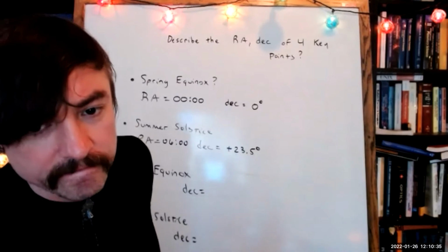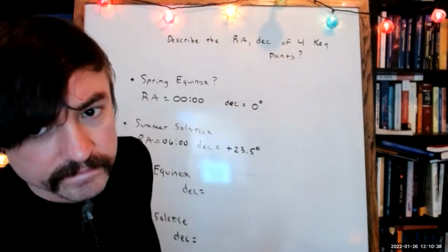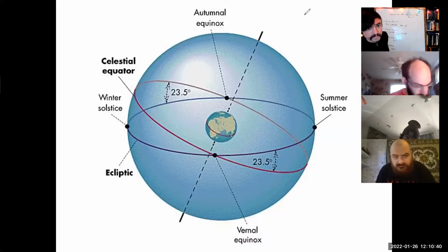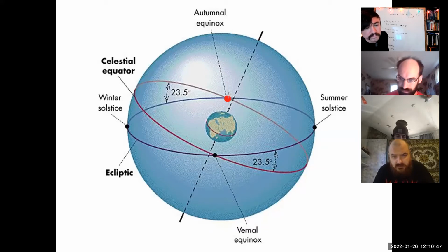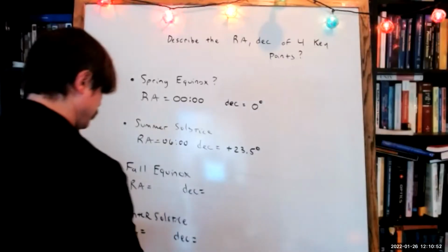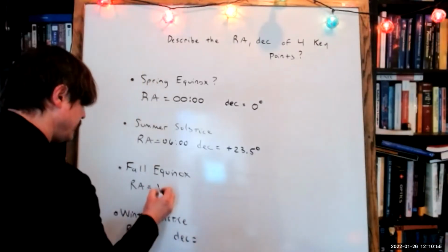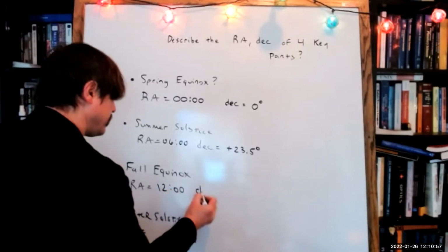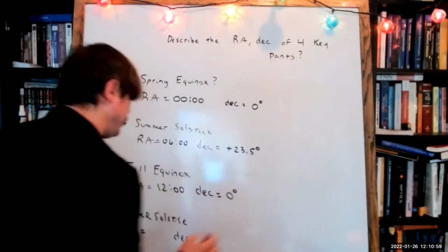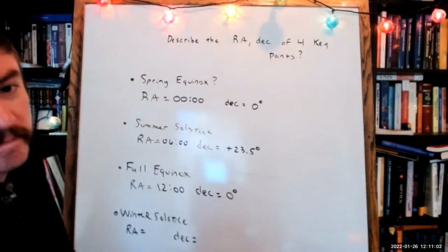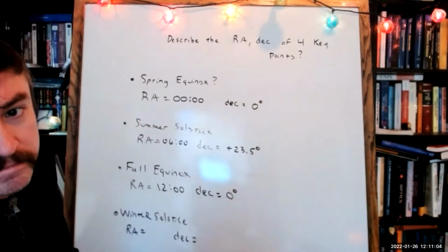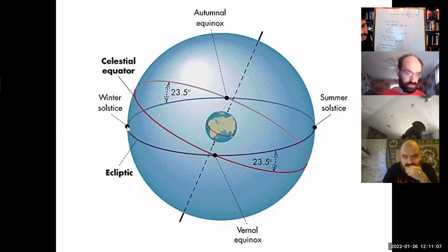Fall equinox. Would that be 12 hours right ascension and then a 0-degree declination? Beautiful. Now you guys are getting it. So the RA would be 12. The declination would be 0 degrees. And the winter solstice? That would be 18 hours at negative 23.5 degrees.